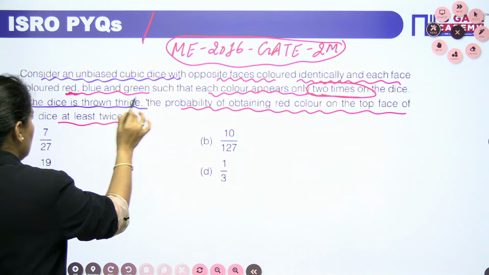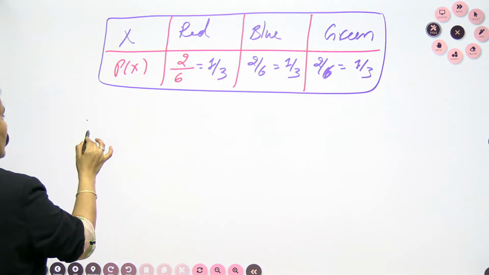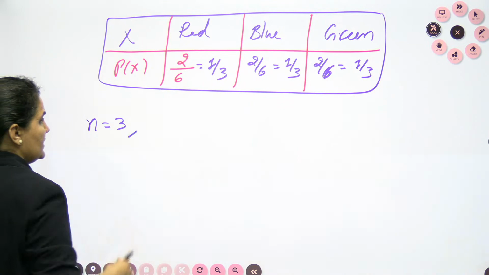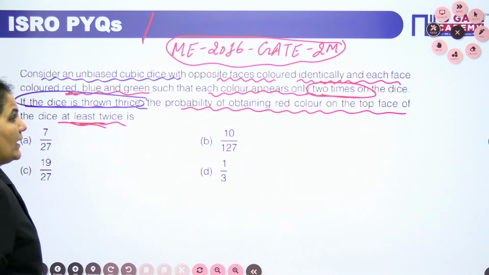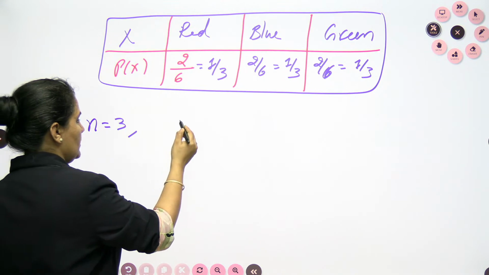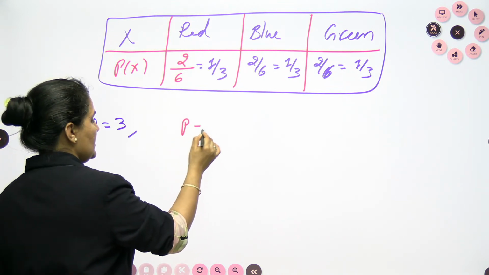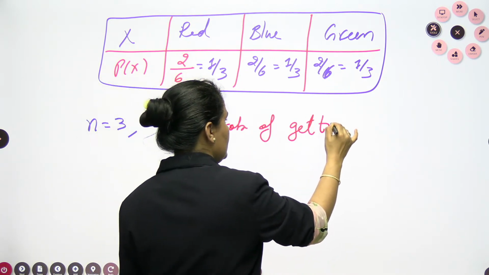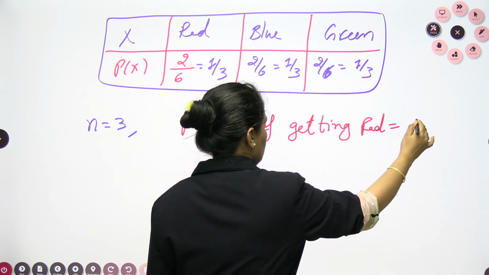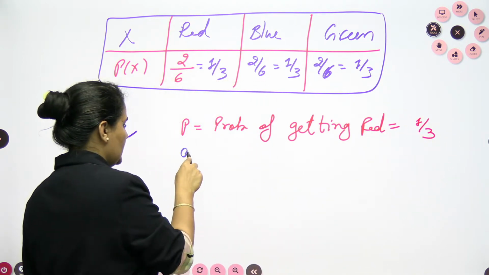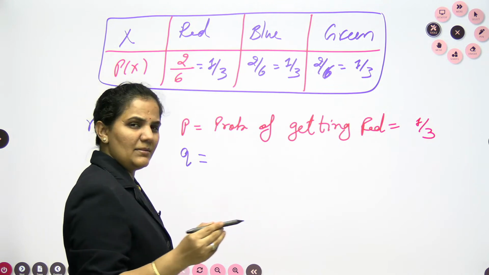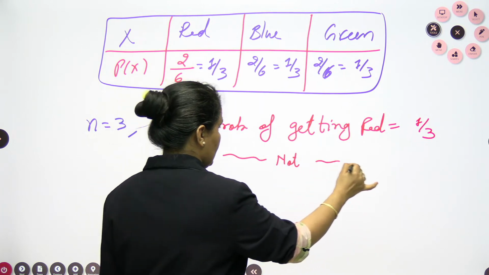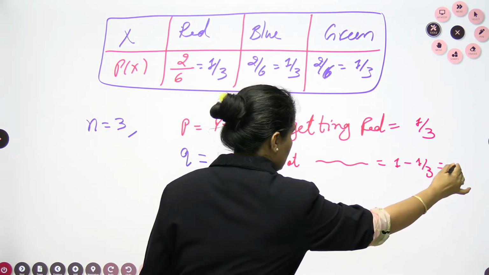Now as it is mentioned, the dice is thrown thrice, so n, the number of throws of the dice, is 3. Out of the 3 we need at least twice red color. So small p denotes the probability of getting red color, which is 1 by 3. I'm going to use the binomial here, and it will be very easy. q is the probability of not getting red color, which is 1 minus 1 by 3, so 2 by 3.